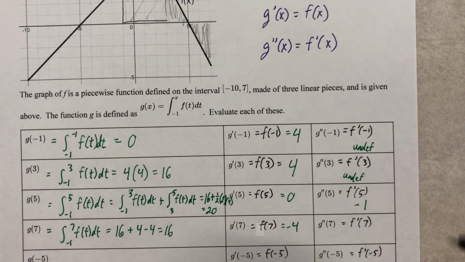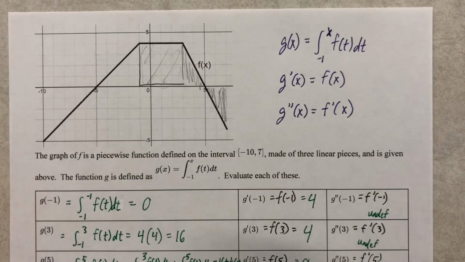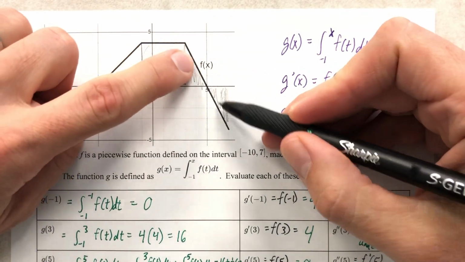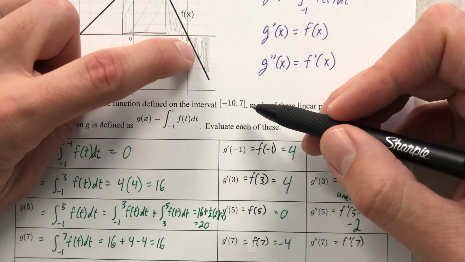I am very sorry. I'm not going to start this video over just for that. My bad. That is a negative 2. I'm glad I went back and talked about it. Okay, the slope is negative 2. The slope is negative 2. At 7, the slope is negative 2.